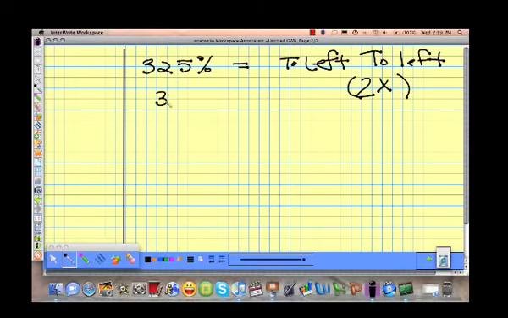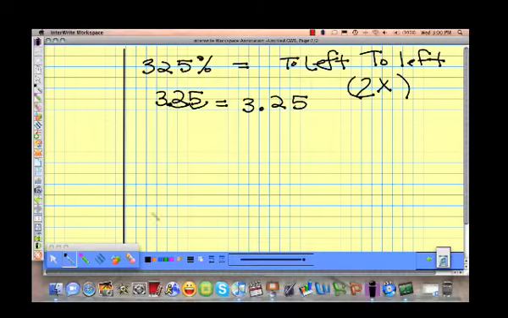So let's go ahead and do this one together. We're going to write 325. We're going to drop the percent. I'm going to move my decimal 2 times. 1, 2. I'm left with an answer of 3.25. Very simple, very basic steps. All we're doing is we're dropping that percent and turning it into a decimal.